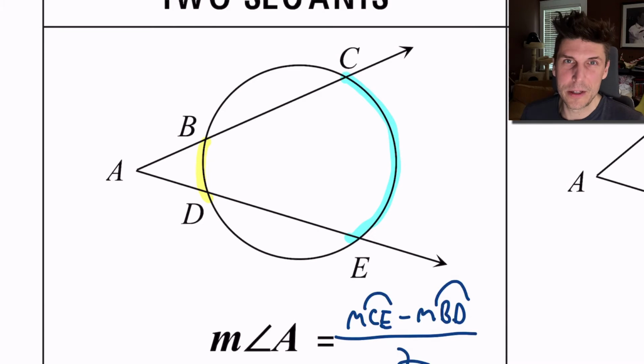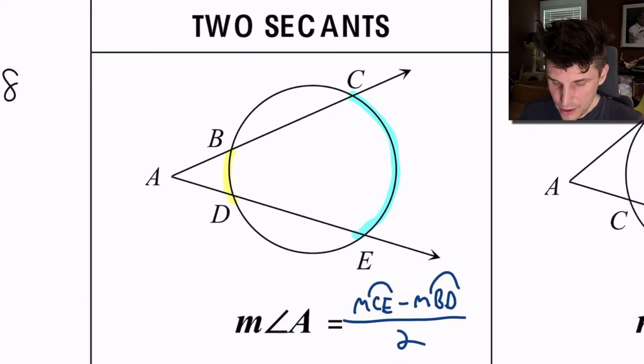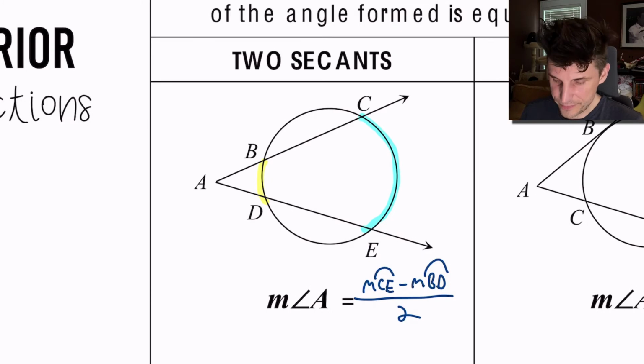What would happen if you did the small arc minus the big arc? You're correct, you'd get a negative answer. You don't want negative angles, right? We want positive angles. So it's big arc minus small arc. All right, so that's when you have two secant lines.